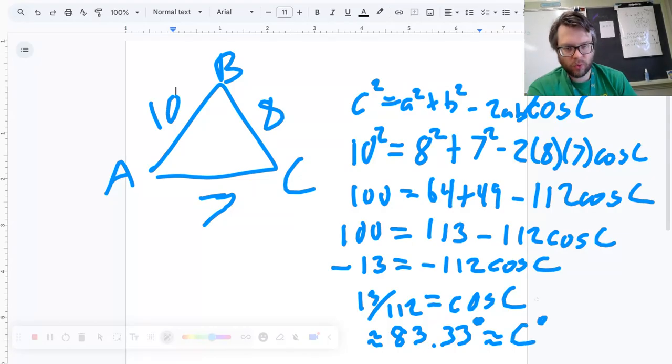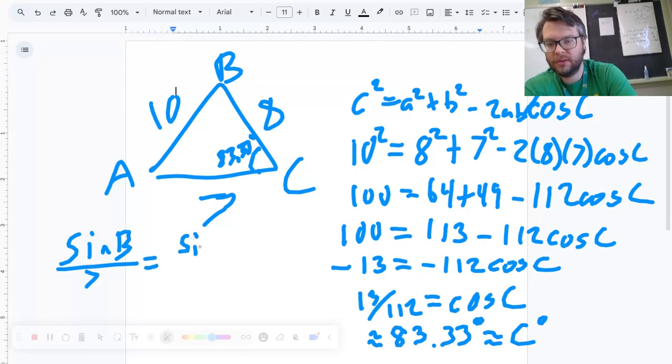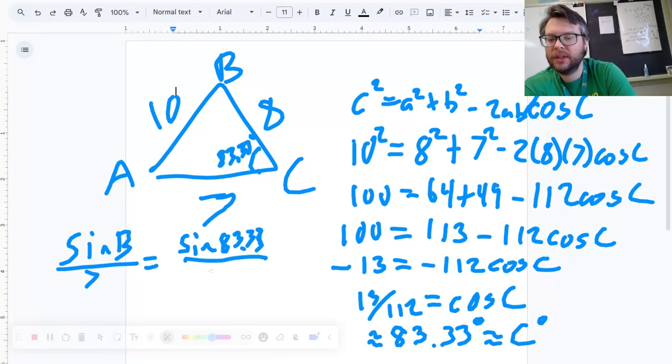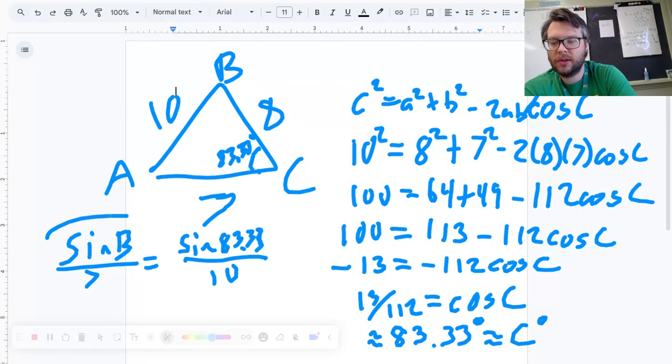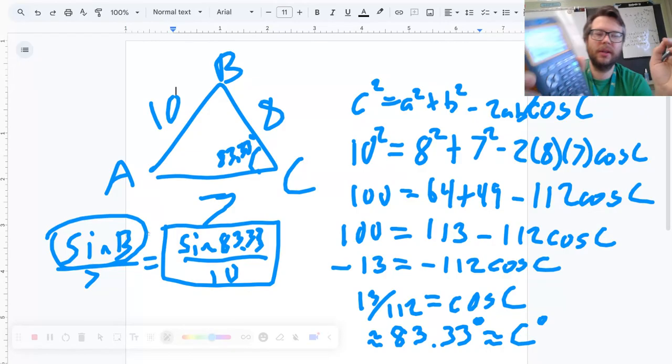Now that we know one of the angles, we could use law of sines to figure out another angle. So for example, I could figure out angle B by saying sine of angle B over 7 is equal to sine of angle C, 83.33, can't read my own handwriting, over 10. If you solve for angle B, what you're going to do is sine 83.3 divided by 10, and then multiply that by 7. So you can see the steps on the calculator there.